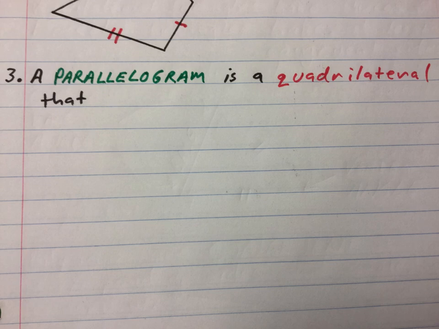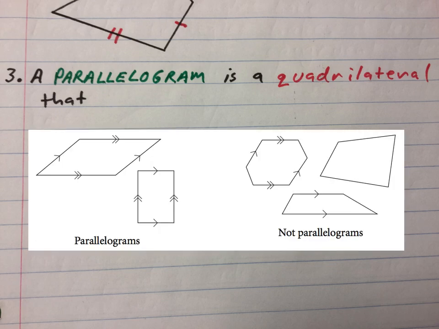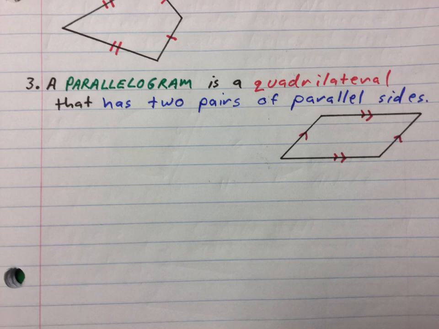So a parallelogram is a special type of quadrilateral that does what? The word parallelogram ought to be a clue for you. It has two pairs of parallel sides.